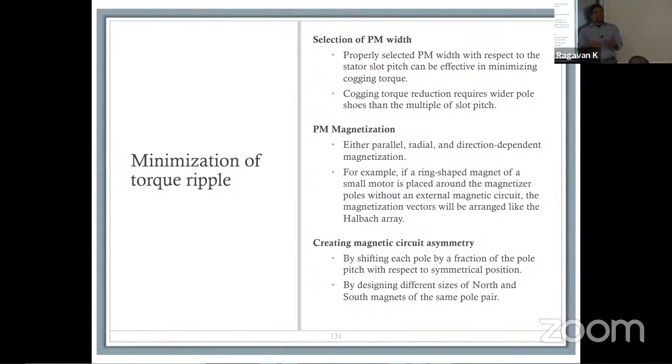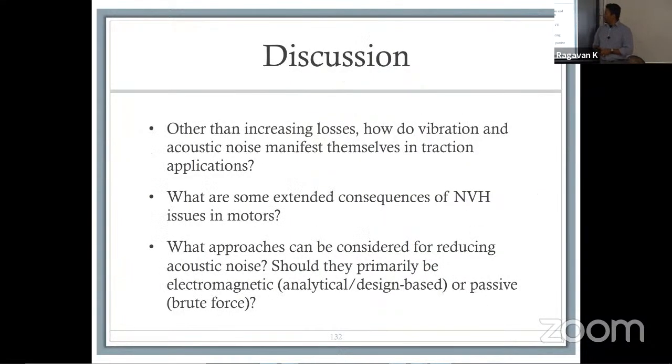So we are trying to find every single stakeholder, every single component that might have sensitivity. You're trying to figure out how controllable your system truly is. If you're thinking about control systems, you have two options: controllability and observability. We are in this case talking about controllability. We're trying to figure out our most accessible variables that give us the most observable output. So that's the question that we're trying to address. In terms of discussion, the question really is: how does vibration and acoustic noise show up in traction applications? What are the extended consequences of NVH issues in motors, and what approaches can be considered for acoustic noise? Should they primarily be electromagnetic, analytical, design-based, or passive?